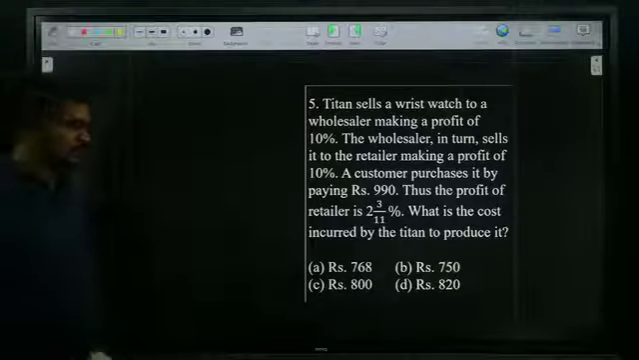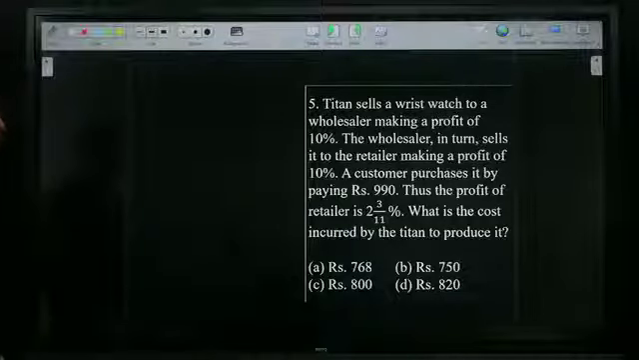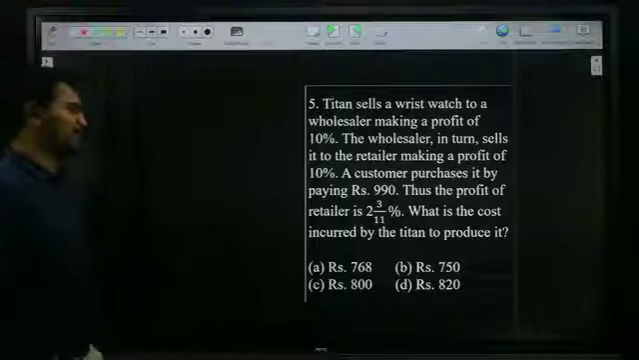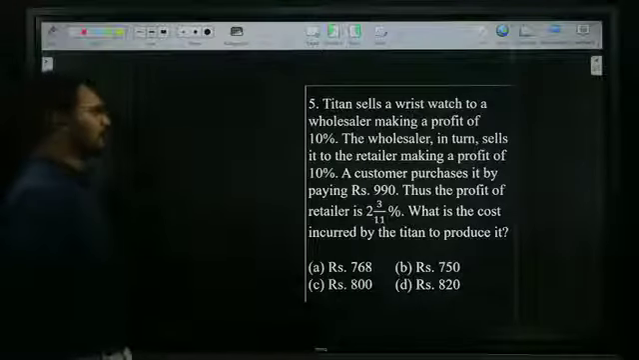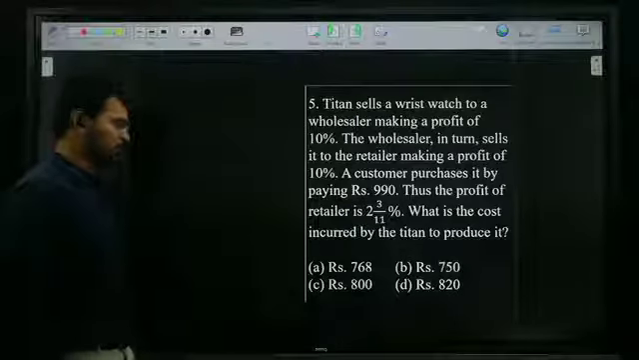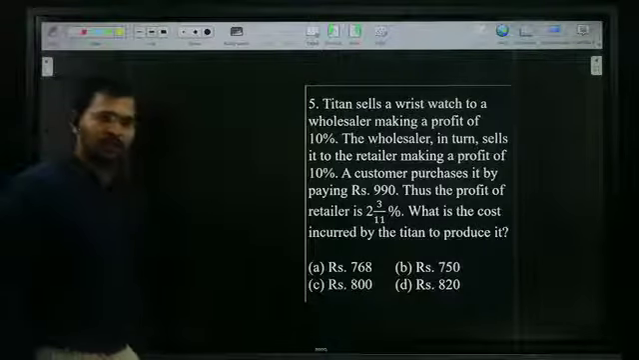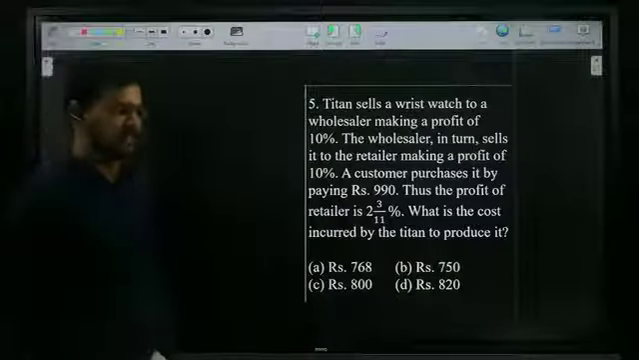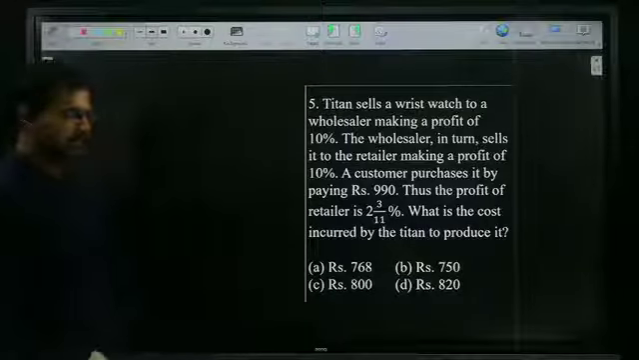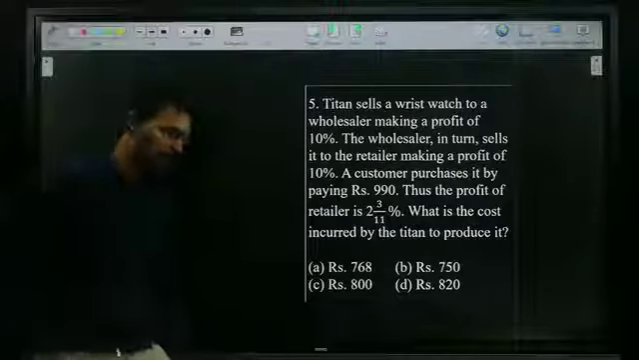So Titan sells a wristwatch to a wholesaler making a profit of 10%. Same question. The wholesaler in turn sells to the retailer making a profit of 10%. A customer purchases it by paying 990. Thus the profit of the retailer is 2 3/11%. What is the cost price? What is the cost incurred by Titan to produce it? The production price I don't know. Just assume as 100, then go for the similar pattern. So what is the answer for this one? Just try to solve yourself. I am waiting for your response.